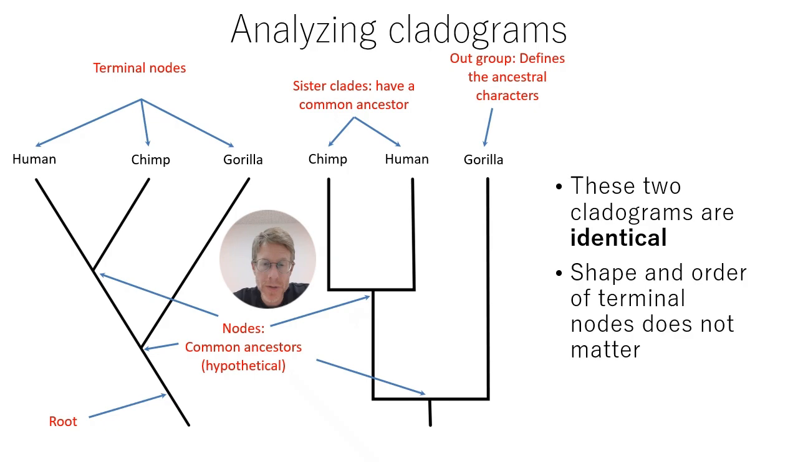So the terminal nodes are what's at the end, the taxa, often species, that are here today. The nodes represent the common ancestors of a group of taxa. We don't always know what those ancestors were. They're hypothetical, right? It's not like we necessarily have a fossil of them. We may, but usually not. And the root is the very base of a given tree or cladogram.